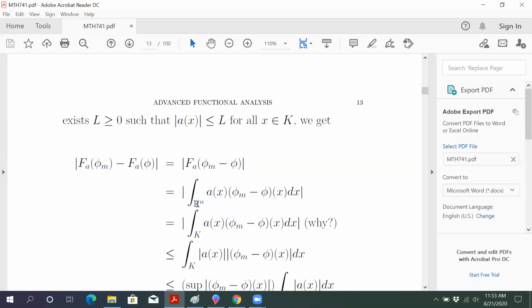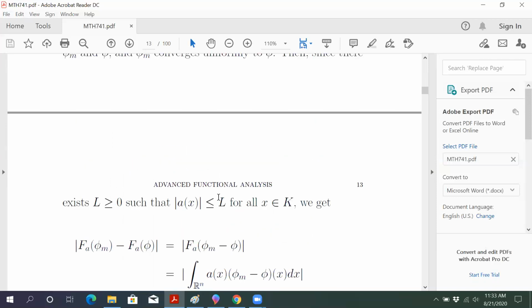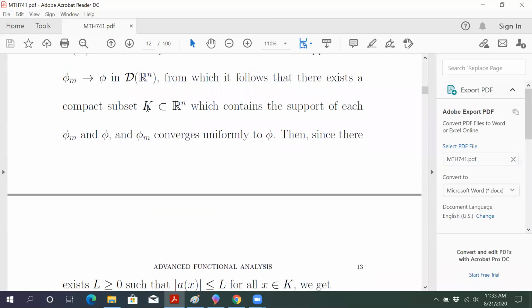Look at here. Everything the same. But here we have integral on Rn now becomes integral on K. You have any idea? It's easy. Let's go back here. You remember we said that K contains the support of Pm and Phi.